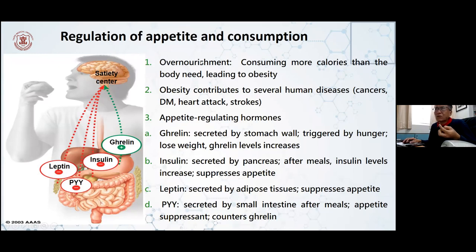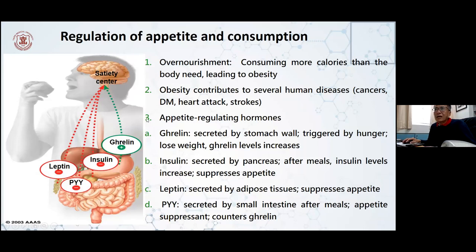Is it possible to intake too much food? This is called overnourishment. Overnourishment means consuming more calories than we need, leading to obesity. And obesity contributes to several human diseases like cancer, diabetes, heart attack, and stroke. So appetite-regulating hormones are very important to control our intake, control our body weight, and even control disease.